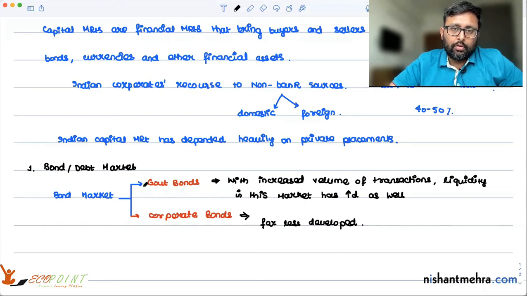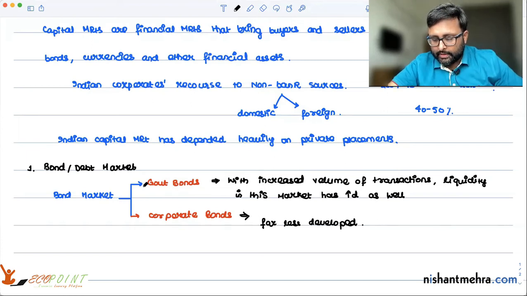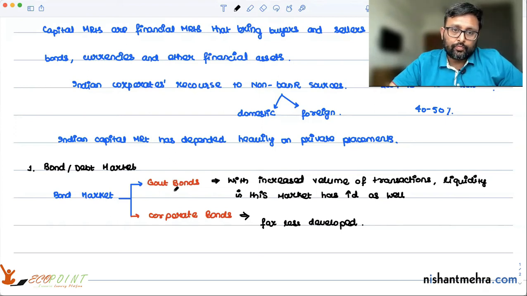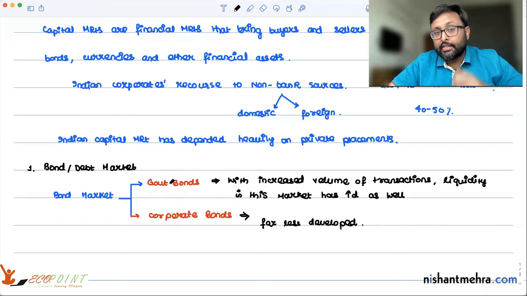Before liberalization, what used to happen was that if the government had a deficit, the RBI used to issue bonds and give money to the government. Now, this deficit financing led to huge inflation, which is of course bad for the economy. This system has changed from 1995 onwards, and they have completely phased out this automatic monetization of the deficit.